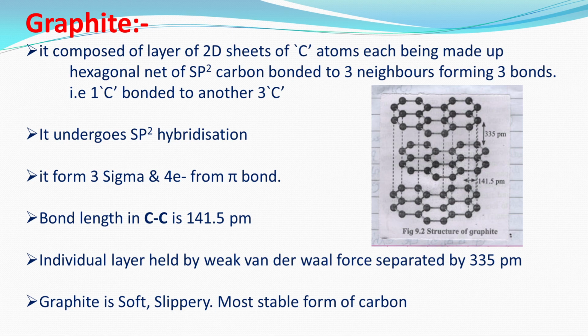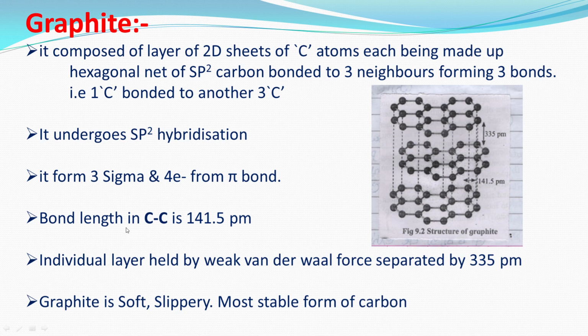Next allotrope of carbon is graphite. Graphite is composed of layers of two-dimensional sheets of carbon atoms, made up of a hexagonal net of sp2 carbon, each bonded to three neighbors, forming three bonds. That is very simple: one carbon is bonded to another three carbons. It undergoes sp2 hybridization. It forms 3 sigma bonds and the fourth electron forms a pi bond.